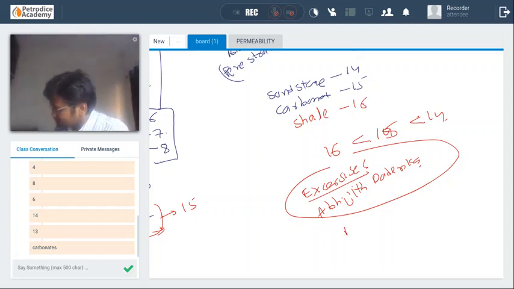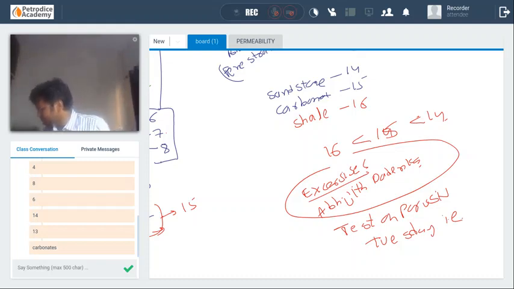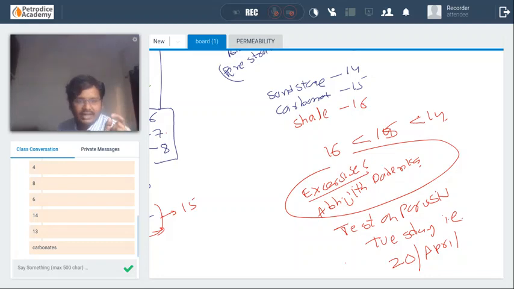And a test on porosity will be on Tuesday, that is 20th April. Okay, the paper will be tough, guys. Again, I am saying this particular paper will be tough. See, generally majority of students will think porosity is a very easy chapter. Okay, but on this particular test, the questions will be framed in such a way you will feel somewhat difficulty.